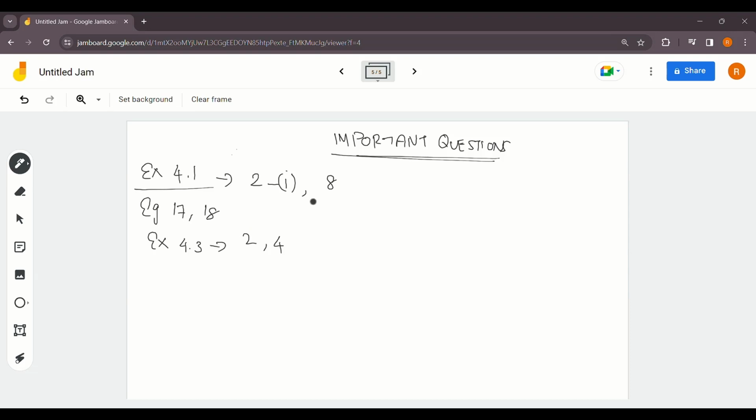And that's all. Now in exercise 4.4, which is nothing but minors and cofactors, you can practice the 3 cross 3 sums. You can practice the second sum, 4.4 second, only one sum.